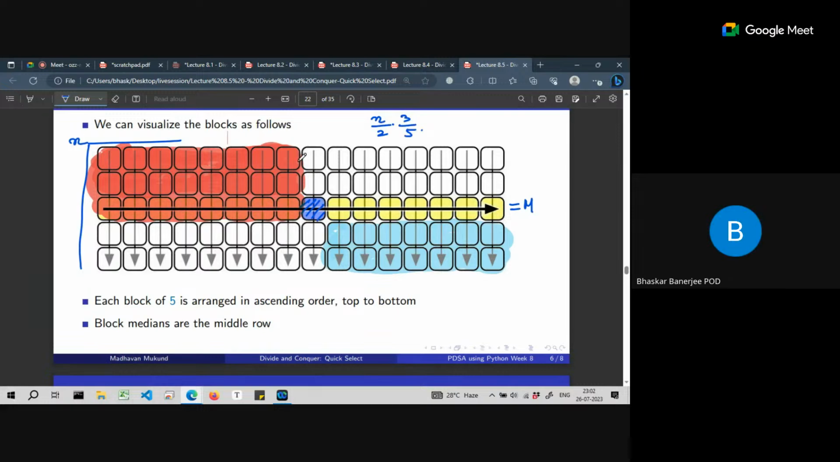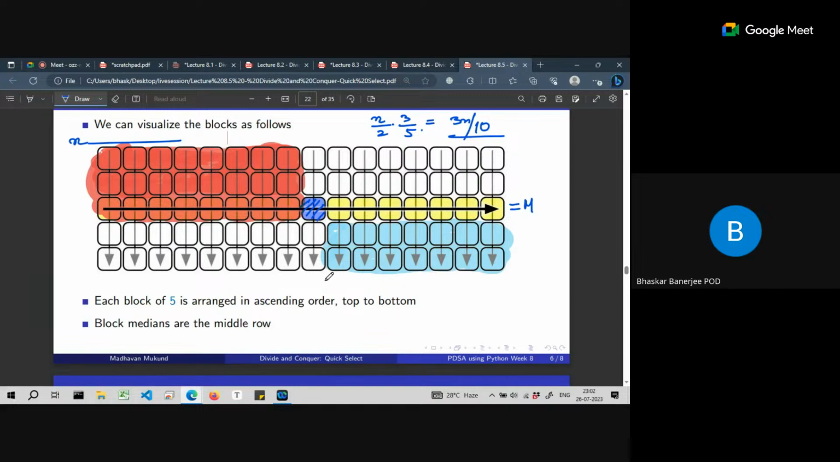Why? Because first of all, I am taking the half, therefore n by 2, right? And within this half, I am only considering 3 out of the 5 numbers that I have. These are 5 at each level, but I am only considering the top 3, which belongs to the red color. So that's why n by 2 into 3 by 5, which is 3n by 10. So now I can guarantee, by using median of median, that always 3n by 10 elements would be lesser than the median element.